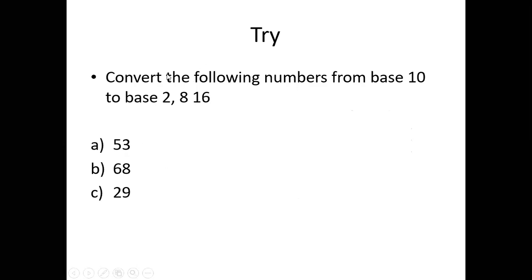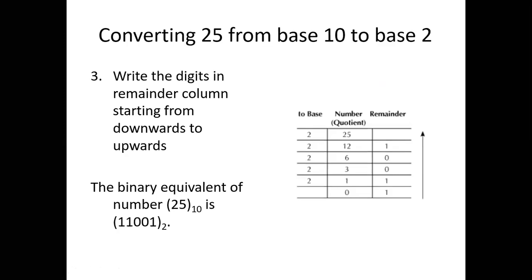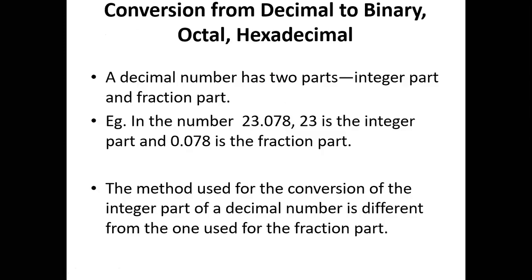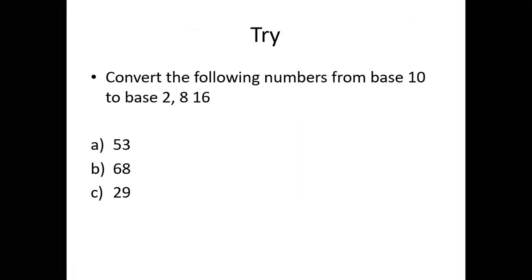In your own spare time, you can try to convert these numbers. Now, we've talked about converting numbers from base 10 to any other base. When you have numbers in decimal and you want to convert to binary, octal, or hexadecimal, you're going to divide that decimal number by the base to which you want to convert. So for example, let me pick another one.